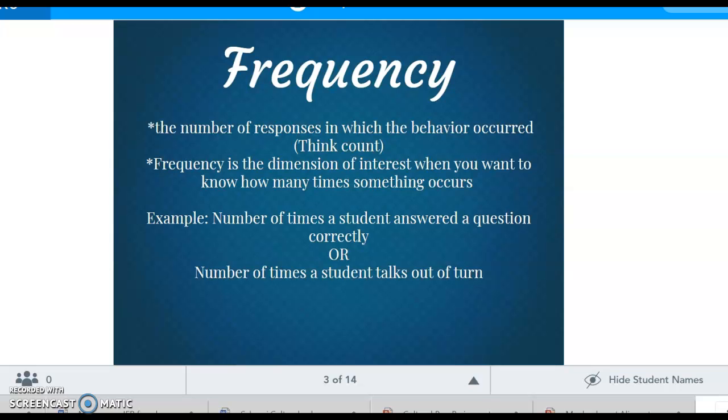An example of taking frequency data would be the number of times a student answered a question correctly, or the number of times a student talks out of turn.